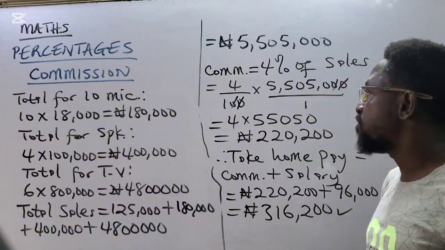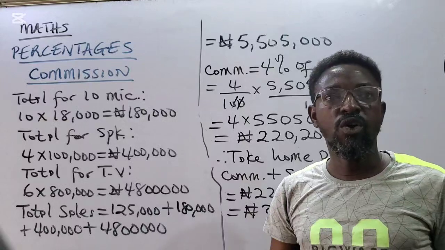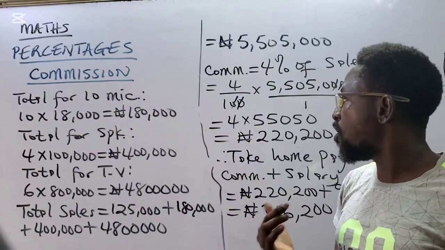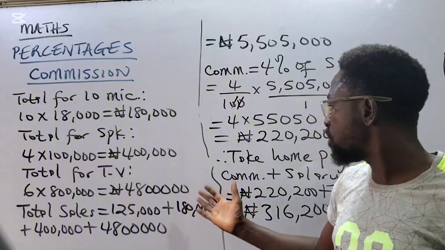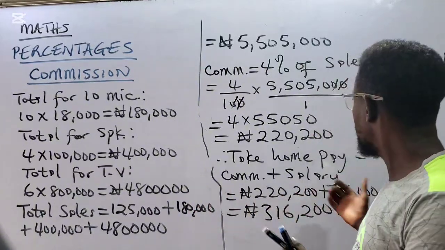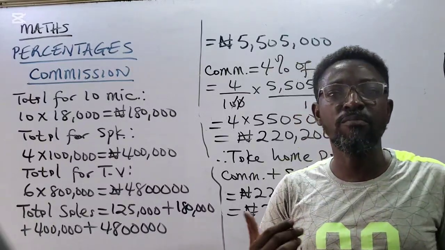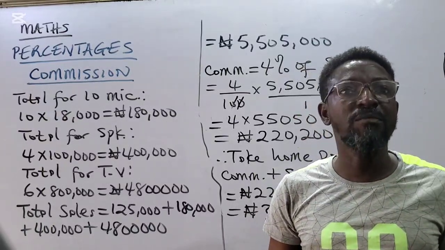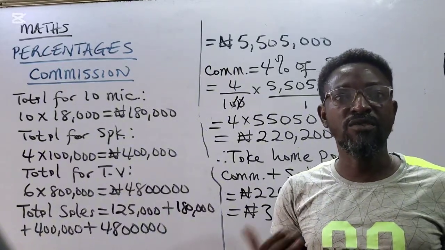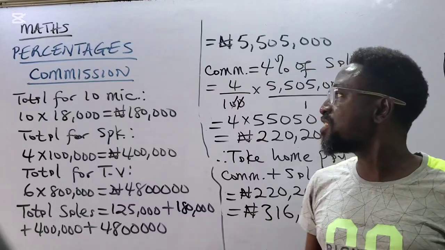So all you need to do is just to calculate the commission. Either you calculate it for each of the items, or you find the total cost of the items. Once you obtain the total cost, find the commission on the total cost, which is what we did, and then add the commission to the monthly salary. That will give what is called the take-home pay. Take-home pay is the amount the person will be paid at the end of that particular month, and that comprises the normal salary plus the commission. So that is what you need to know for commission.